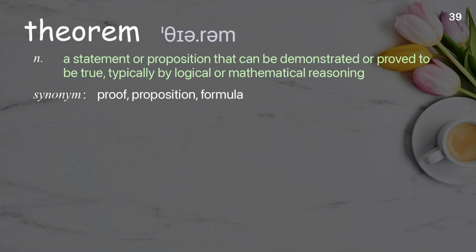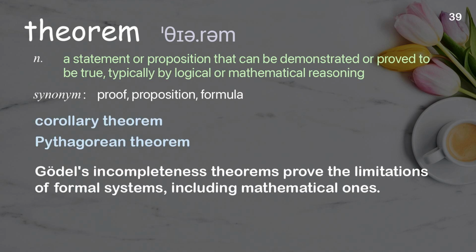Theorem: A statement or proposition that can be demonstrated or proved to be true, typically by logical or mathematical reasoning. Examples: Corollary theorem. Pythagorean theorem. Gödel's incompleteness theorems prove the limitations of formal systems, including mathematical ones.